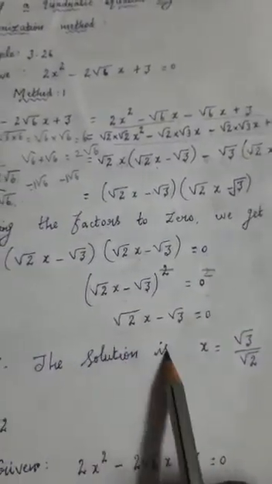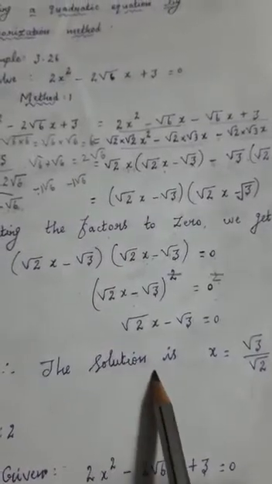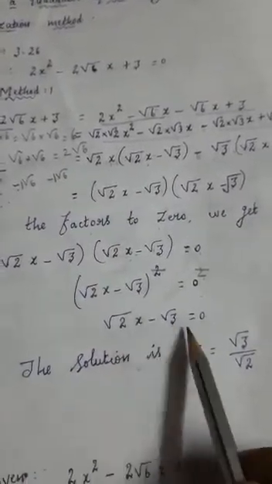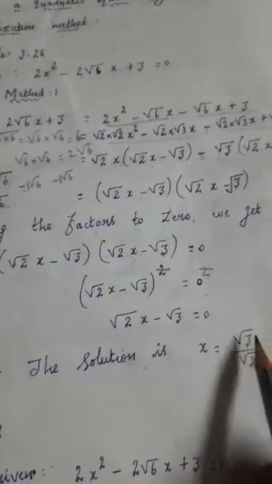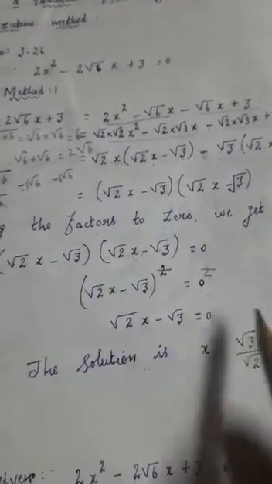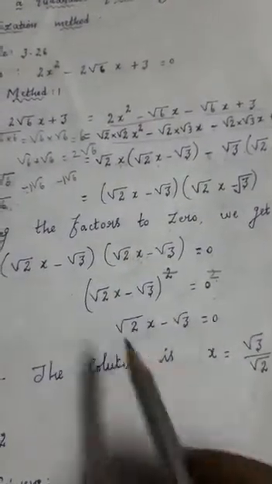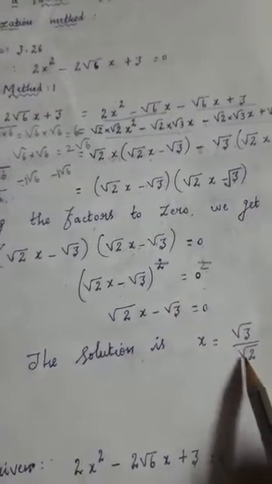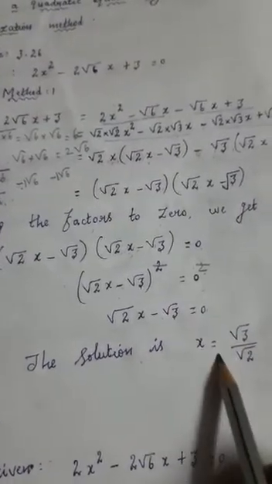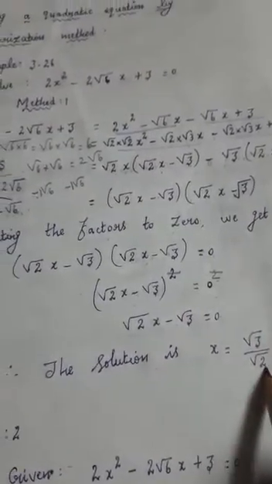Now we need to find the x value, that is the solution, the factor only we need to find. So root 2x is equal to minus root 3; if you take it to the right side, you have plus root 3. Root 2 is a multiplication, so if you transpose it to that side, it becomes division. So the answer is x is equal to root 3 by root 2. So this is the answer.